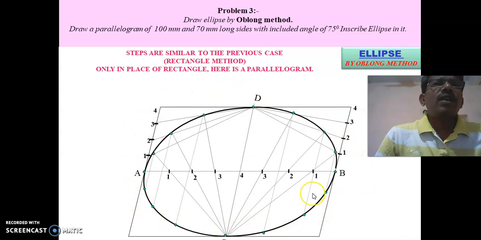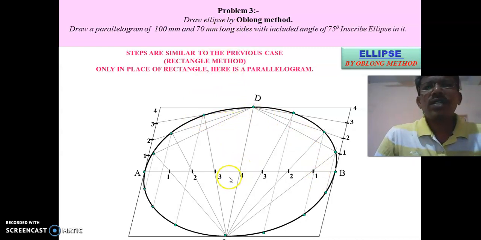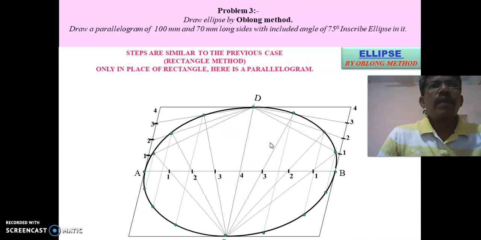The same applies to the oblong method, or the rectangular method. In the rectangular method, there is only one change in the construction. Here you can see, this is the major axis and this is the minor axis. In this case, the minor axis is inclined at 75 degrees to the major axis. But in the rectangular method, the minor axis will always be perpendicular to the major axis, that is, CD will be perpendicular to AB. So this is how to construct the ellipse by the oblong method or the parallelogram method.